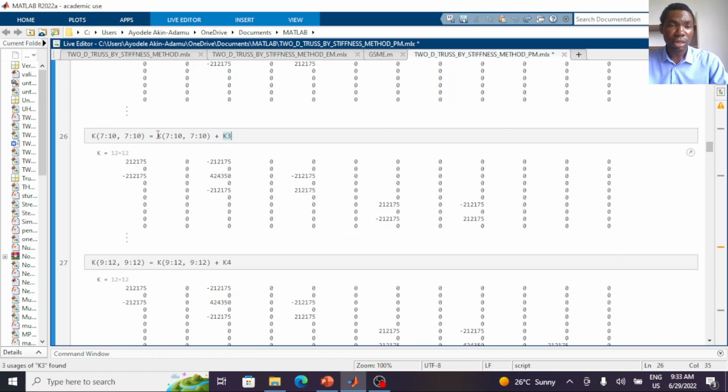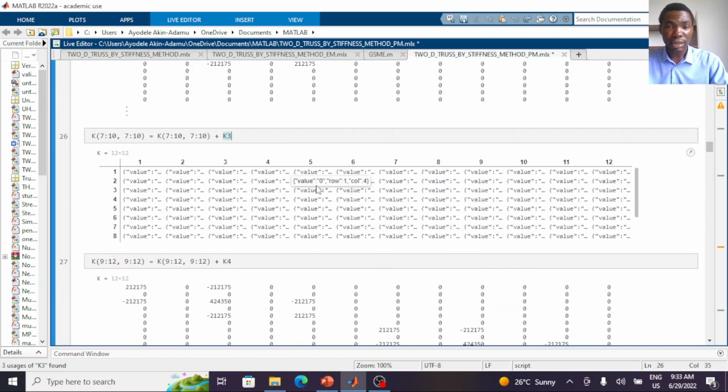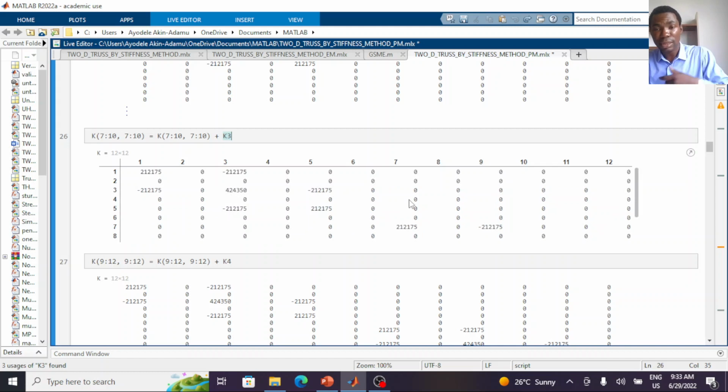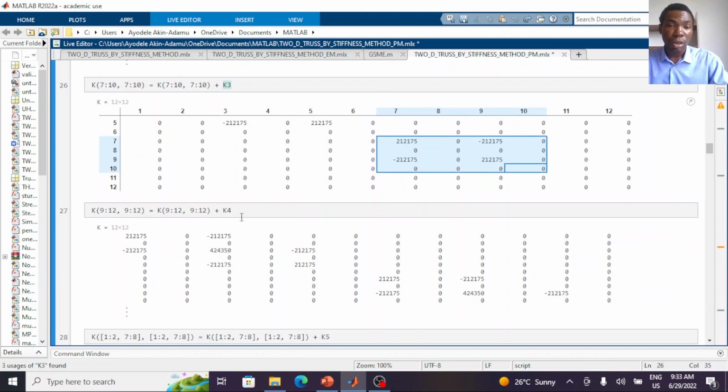K3, the same thing, is located between 7 to 10, 7, 8, 9, 10. So you add K3 to the base matrix. You can see K3 is added. Let me show you where K3 is added. 7 to 10. Where is 7? This is 7 to 10. So this is the K3 matrix added to the base matrix.